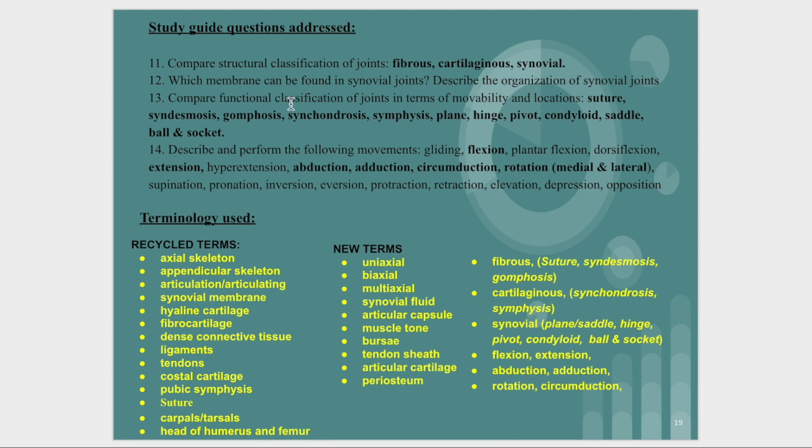This next screen here, I'm showing you a list of the study guide questions that I pulled right from our study guide found on Google Classroom. These are the concepts that we'll be talking about, so structural classification as well as functional classification and the types of movements allowed by each joint. Here is a list of the vocab words that we have used before and will be using again. And then here is a list of the new terms that we will be discussing.